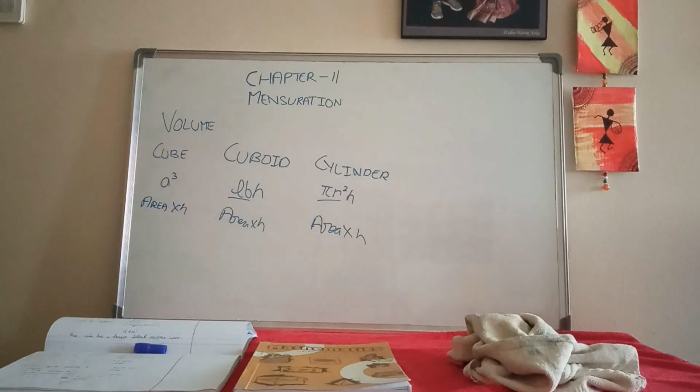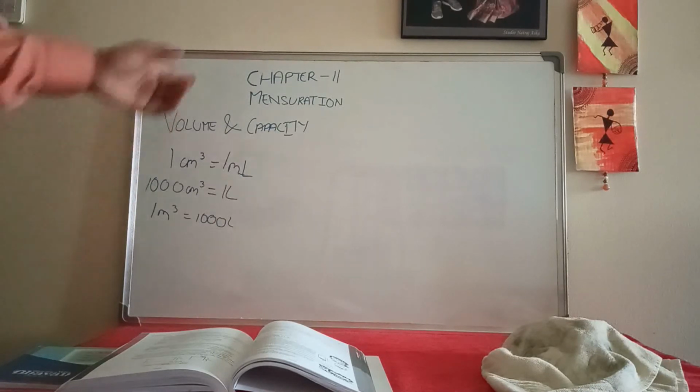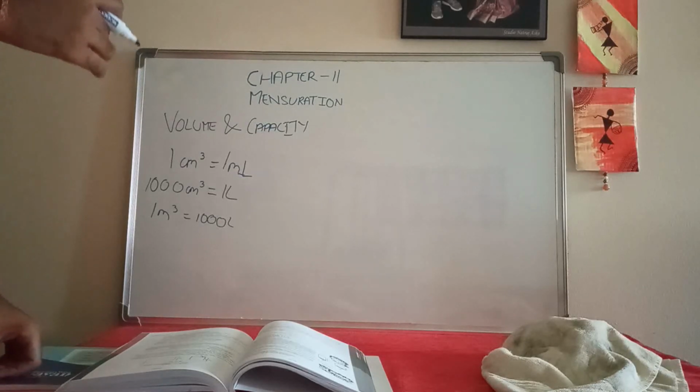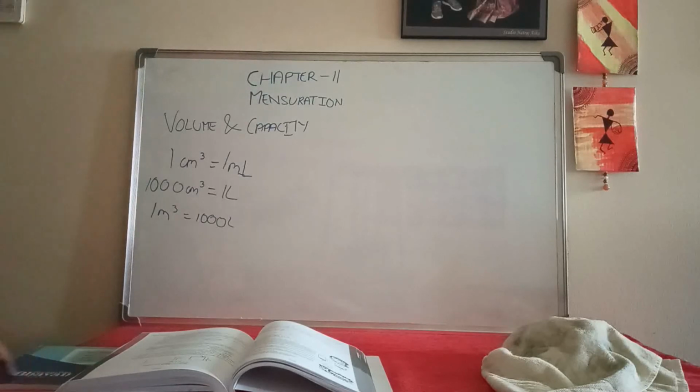Now we'll be seeing the relation between volume and capacity, and how it's used in our day-to-day life. So these are the conversions and the relation between volume and capacity. So the volume is the part which it encloses inside it. Capacity is how much quantity it can keep in itself. So volume refers to the amount of space it has occupied, and capacity refers to the quantity that the container can hold.